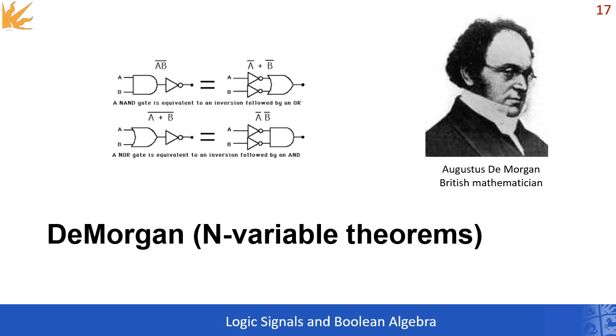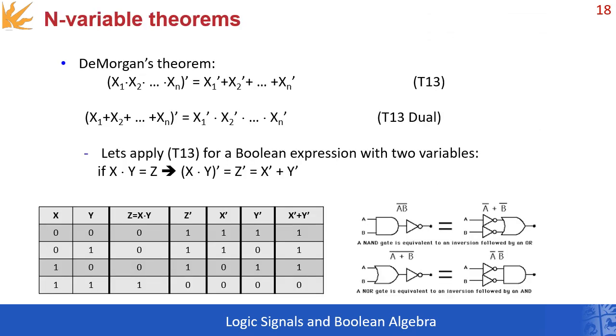And let us switch now to the most important and most interesting part of this lecture, which has to do with De Morgan's rules. Again, Augustus De Morgan was a British mathematician, and his theorems have to do with n-variable expressions. So let's check this out. Pay attention to what we have inside the parentheses. We have a series of ANDs. We've got n variables, and then we invert the whole of the result.